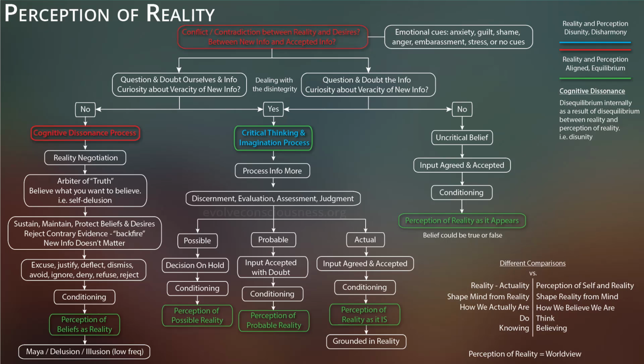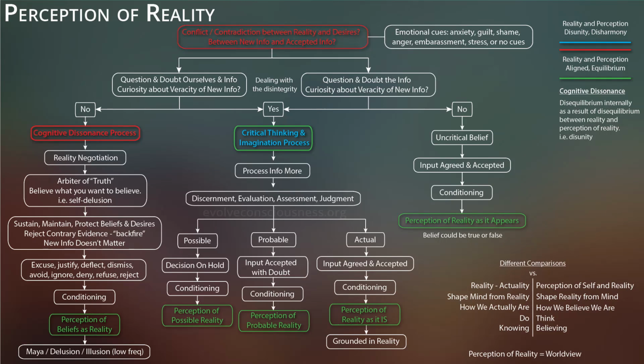do you question and doubt yourself and the info? Are you curious about the veracity of the new info? Either you are or you are not. So, do you have a conflict? Yes or no? I took out those squares, but yes goes to the left, and no goes to the right. So if you have a conflict, then do you question yourself? Sorry, I'm getting a little confused because this is a remade version. I had to chop it up because the other one was longer and it doesn't fit on 1920 by 1080.